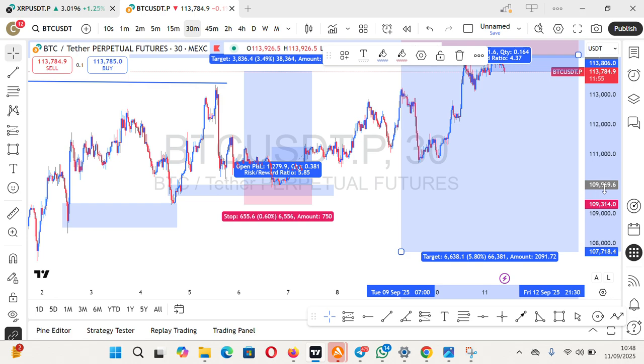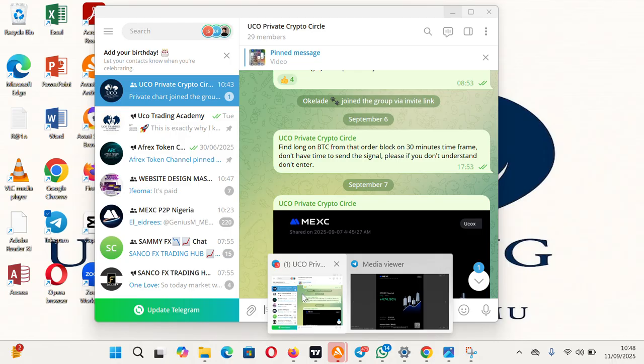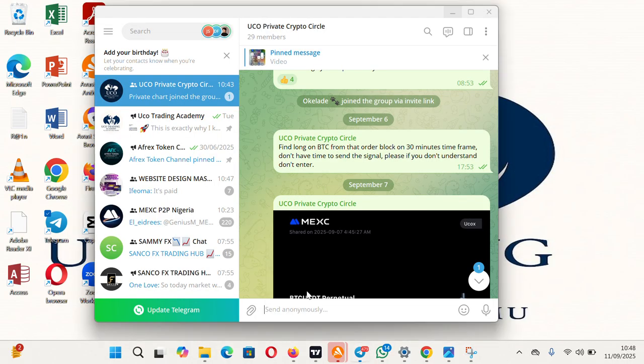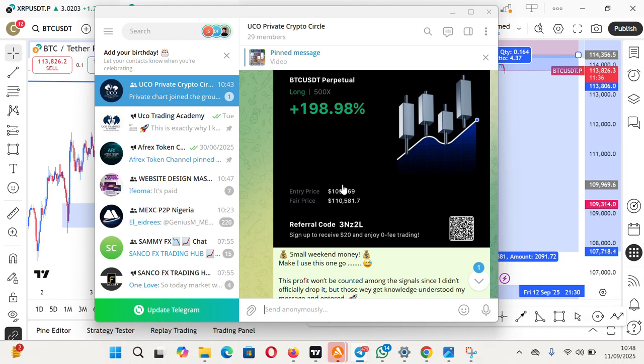This was the price I bought from, 109,969. So let's go to it, because I also sent the PNL in. So you can see, 109,969. That was my entry price. And look at it here, 109,969. So it's no edit. I didn't come and change it on trading after the trade moved.